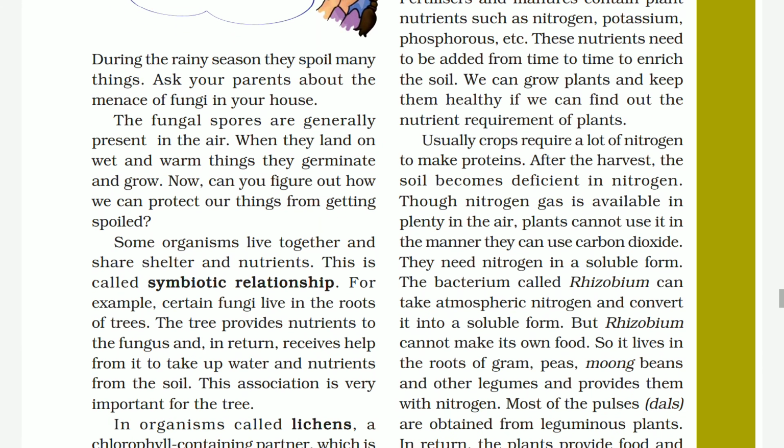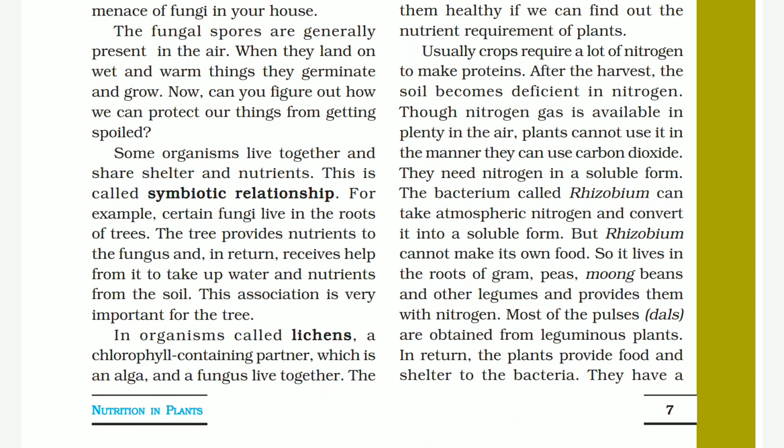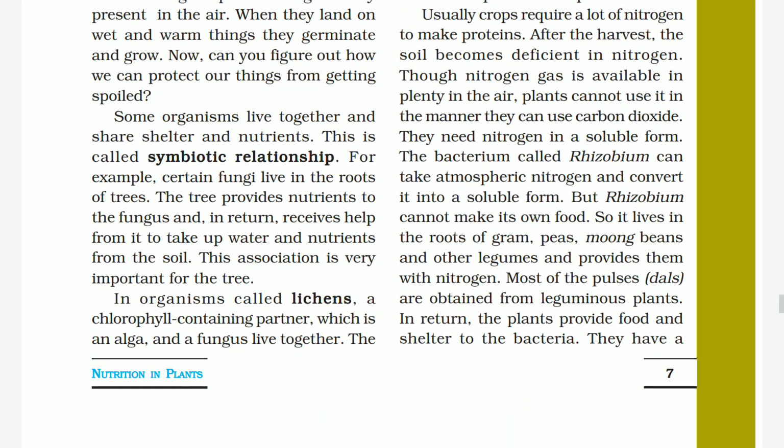So we can keep the plant healthy if the nutrient requirements of the plant are properly provided. Usually crops require a lot of nitrogen to make protein. So after the harvest, the soil becomes deficient in nitrogen. Though nitrogen gas is available in plenty in the air, plants cannot use it, as they can use carbon dioxide. They need nitrogen in a soluble form.